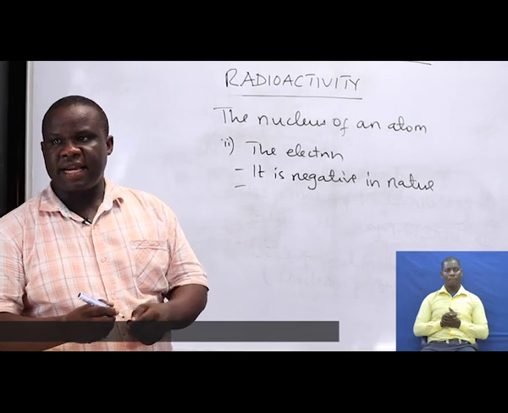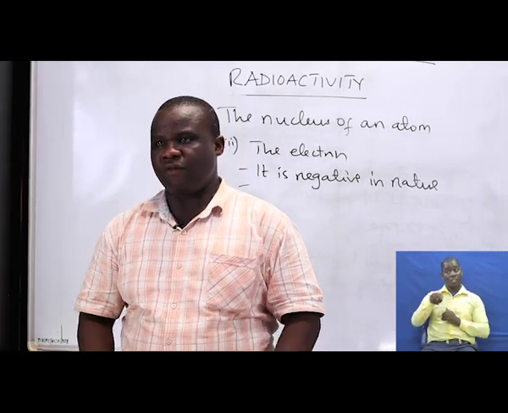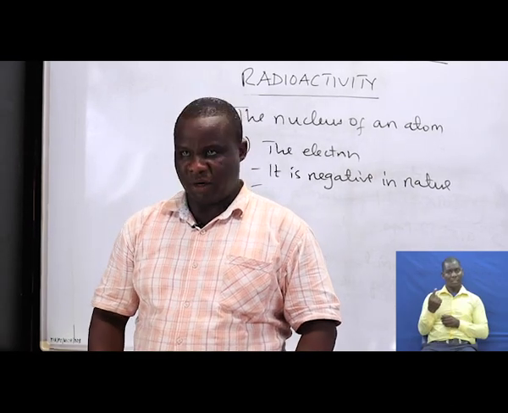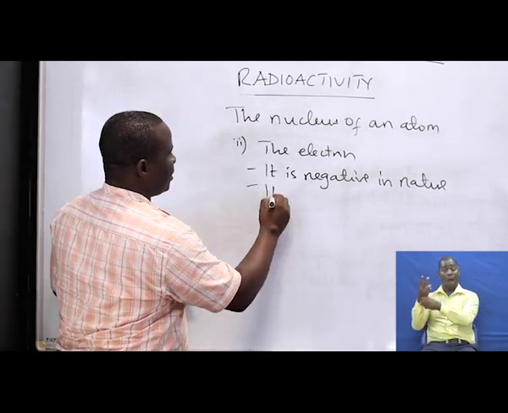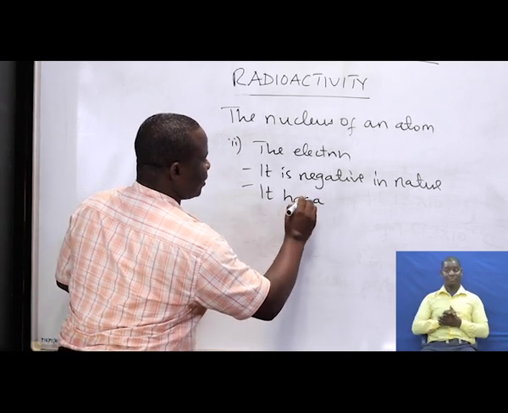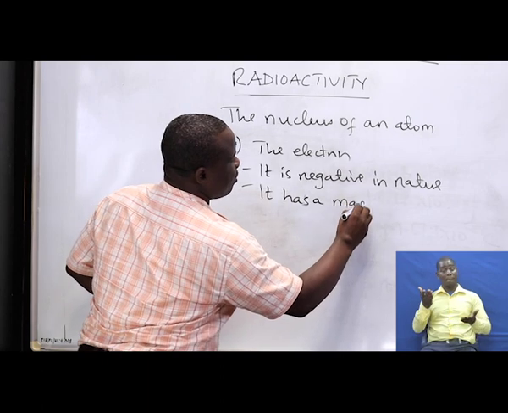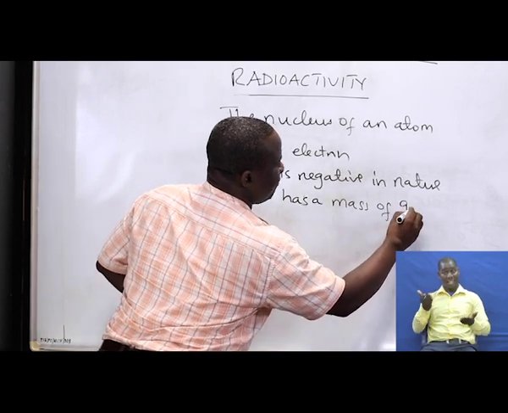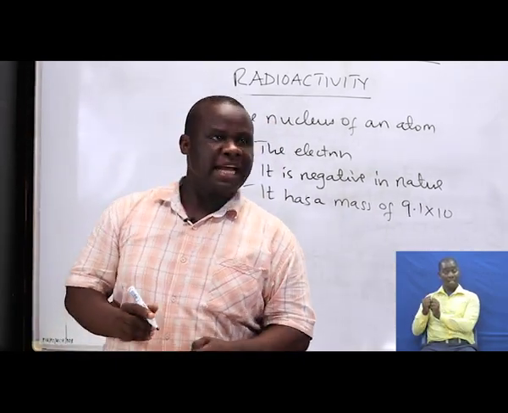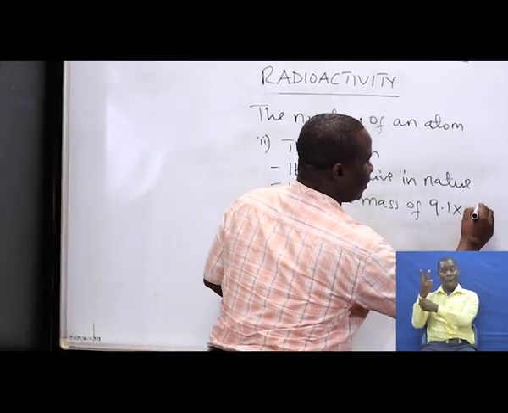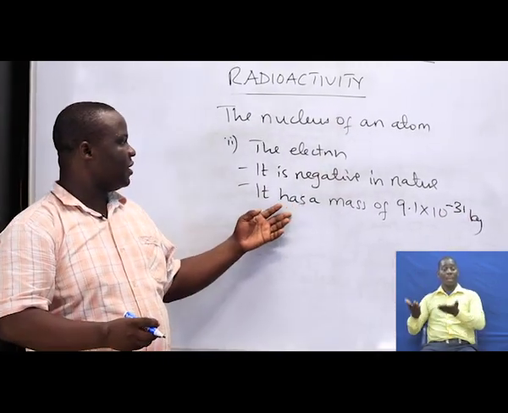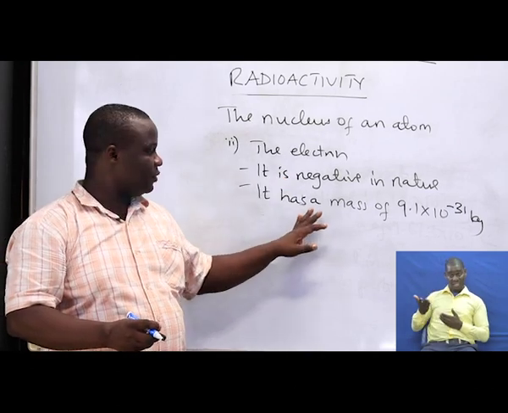But also, an electron has a mass of 9.1 times 10 power negative 31 kilogram. It has a mass of 9.1 times 10, we say 10 power what? 10 power negative 31 kilogram. You see this mass? The mass of this electron is approximately this.